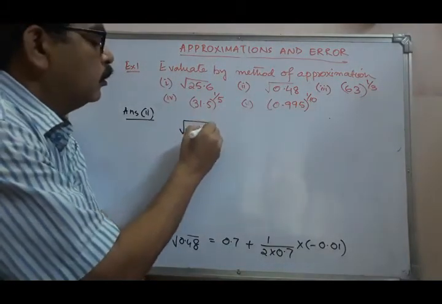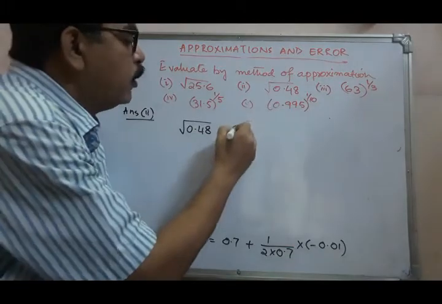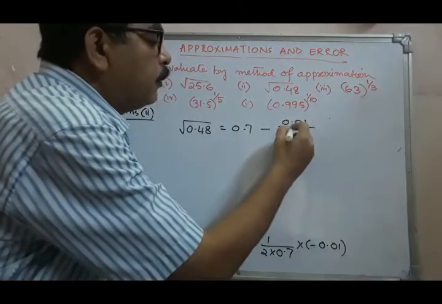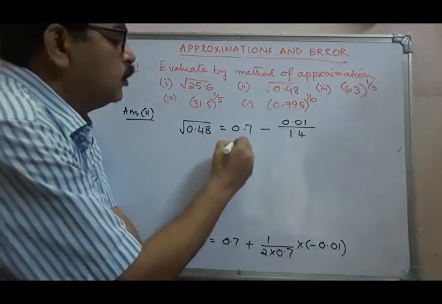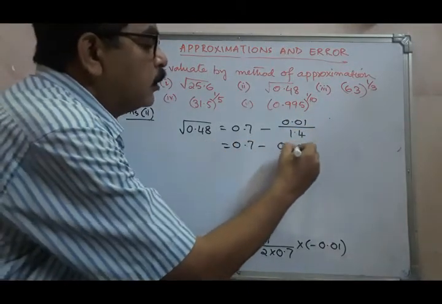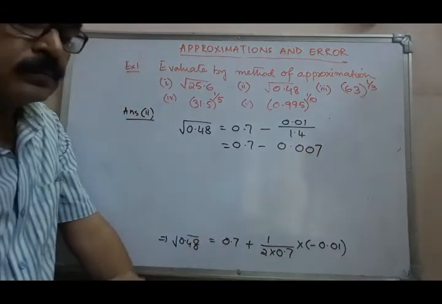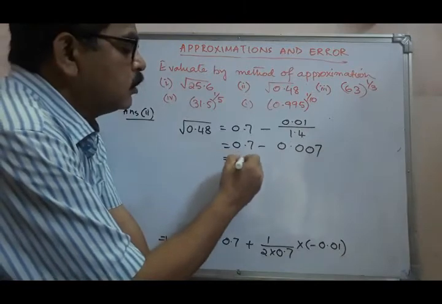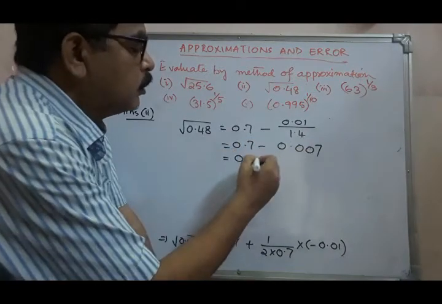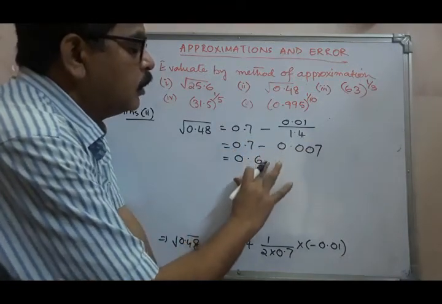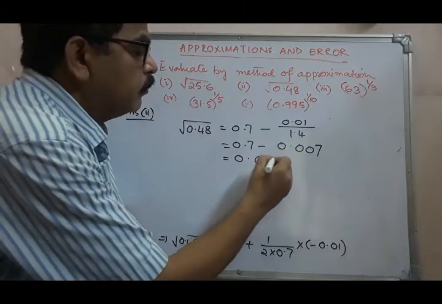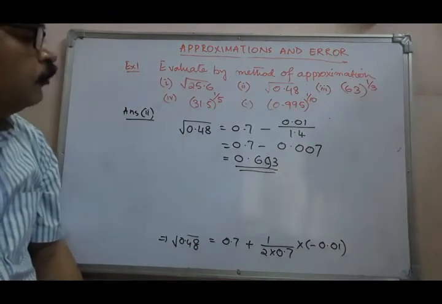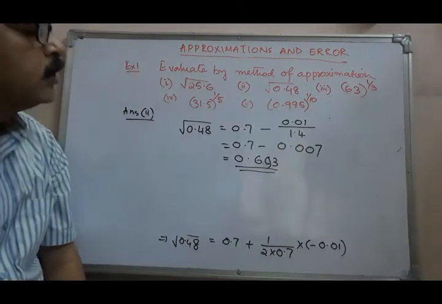0.48 is equal to 0.7 minus 0.01 divided by 1.4, that is 0.7 minus 0.007. So now subtract: 0.693. So the approximate value of 0.48 is equal to 0.693.